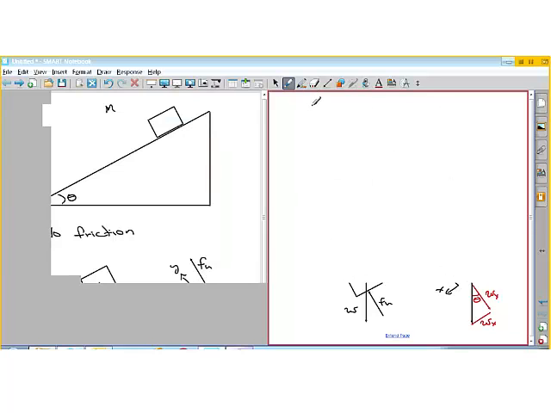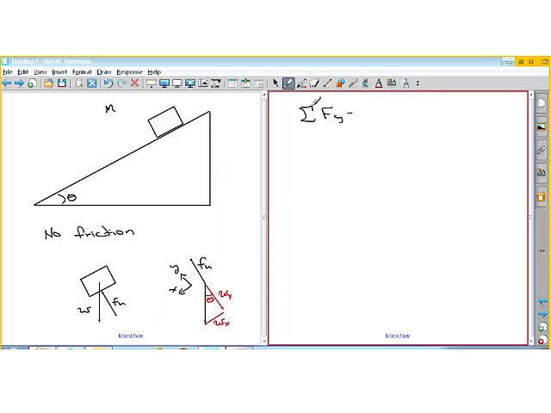So if we sum the forces in the y direction, going in the positive y direction is the normal force. Going in the negative y direction is the y component of the weight. And so this would tell me that the normal force is equal to the y component of the weight. But since there's no friction, we don't really need this. The only time we need the y equation is if we need to relate the normal force to the friction force through the coefficient of friction. So that's interesting, but it's not useful in solving this problem.